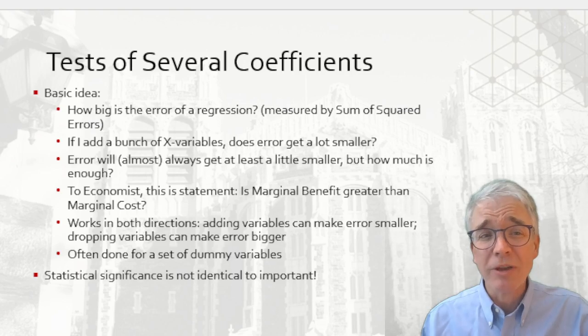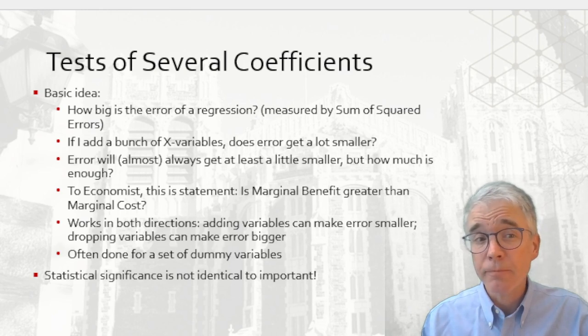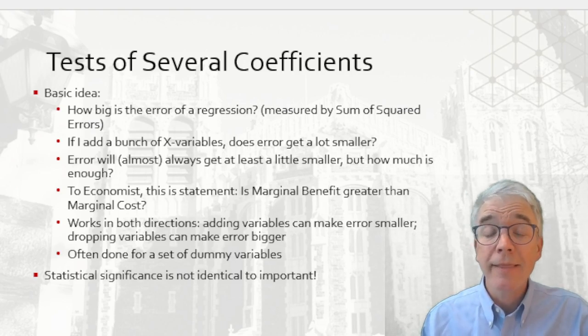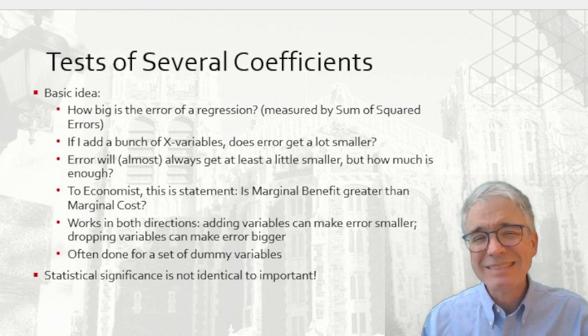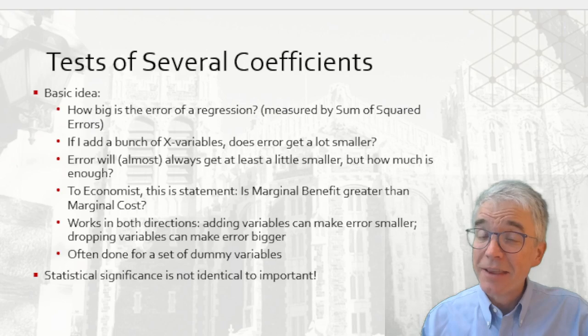Now, a final note, which I've reminded you before, is statistical significance is not identical to importance. It's quite possible that things could be important even if they're not statistically significant, or vice versa. They might be statistically significant, but unimportant. We have lots of nice mathematics about statistical significance, but we do not have nearly so much about actual importance. That takes judgment.